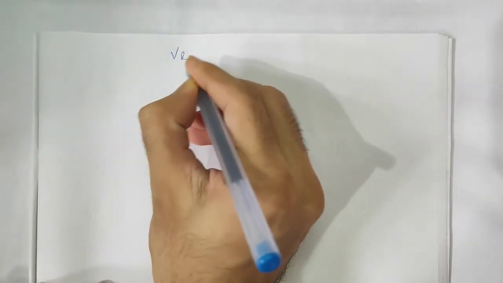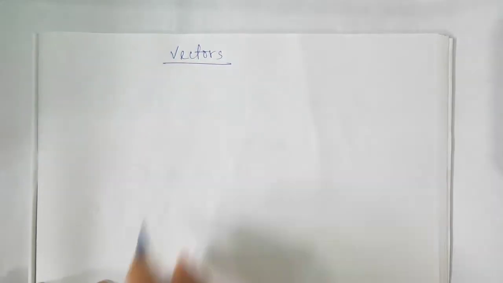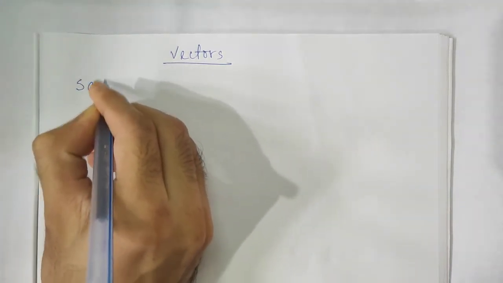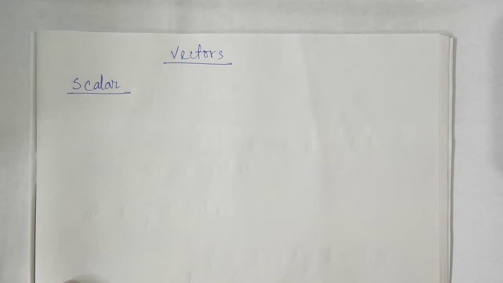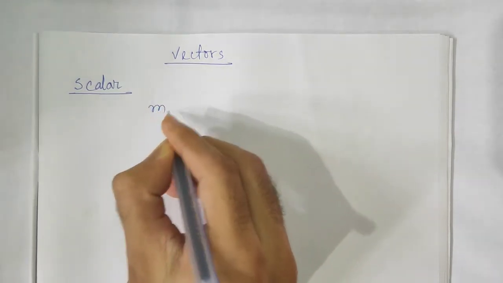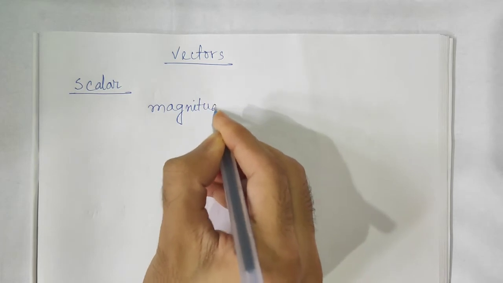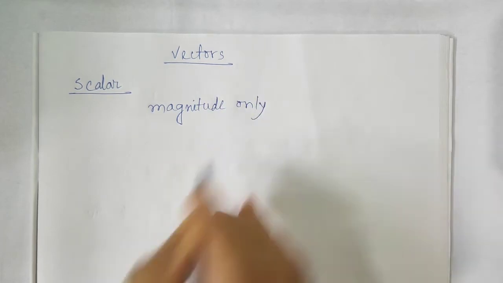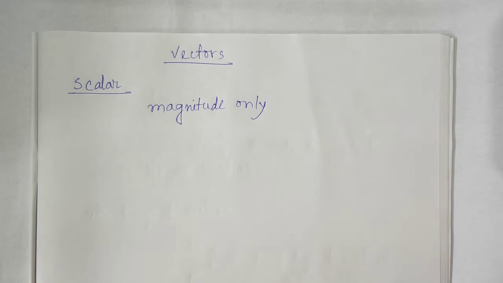Today we will talk about vectors. So what is a vector? But before knowing about vectors, we should know about scalar quantities as well. So what is a scalar quantity? A scalar quantity is a quantity which is completely specified by its magnitude only. Okay, so the scalar quantities just have magnitudes.